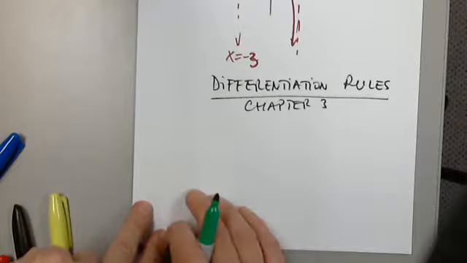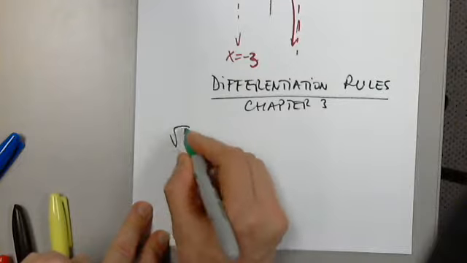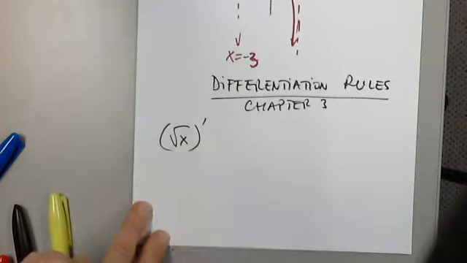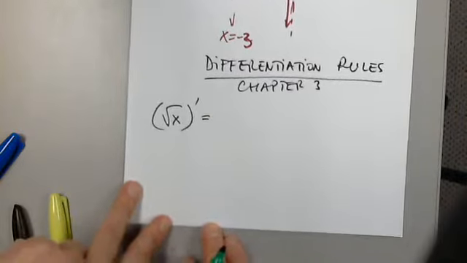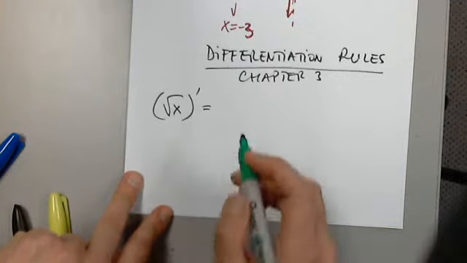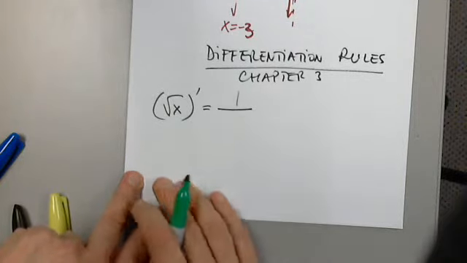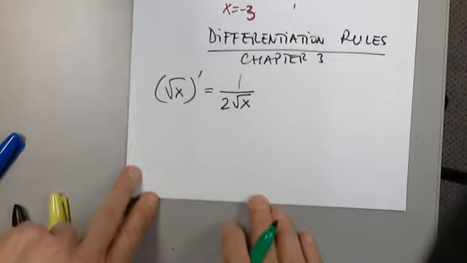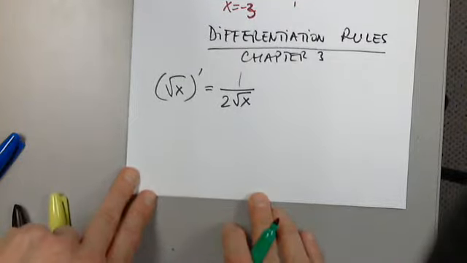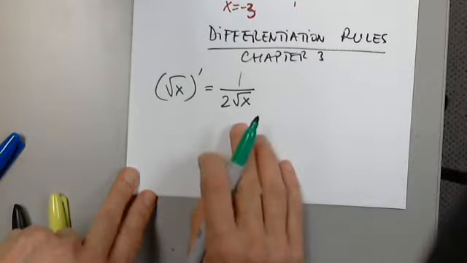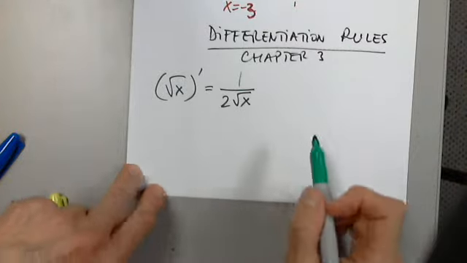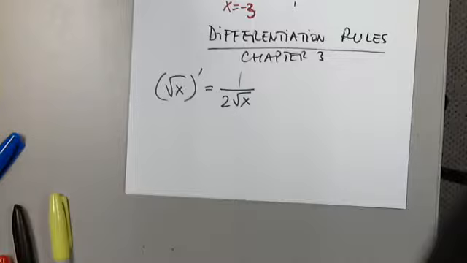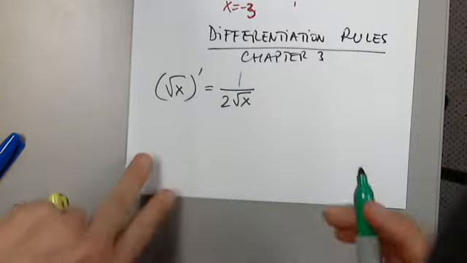We do remember what the derivative of the square root of x is. We have to commit this to memory. What was it? 1 over 2 square root of x. Good. This is just a refresher. This is one rule that we have to remember. It's a rule. Please commit it to memory.